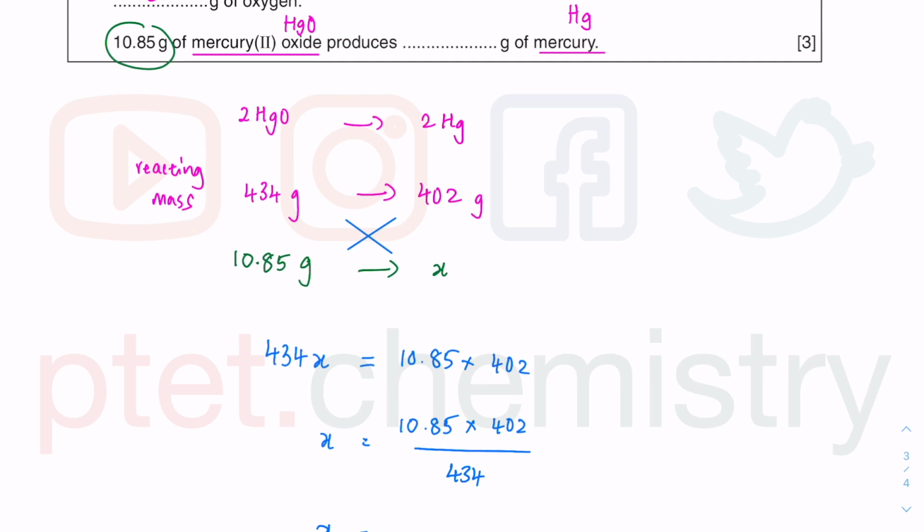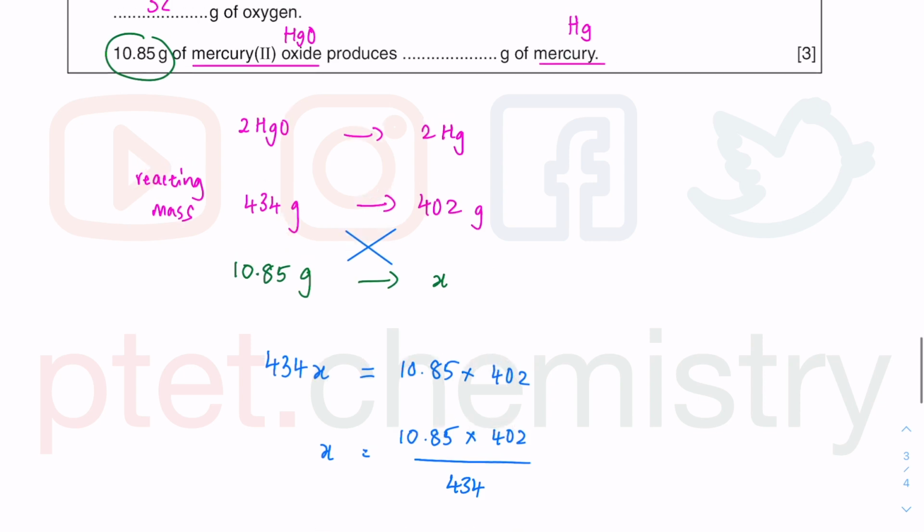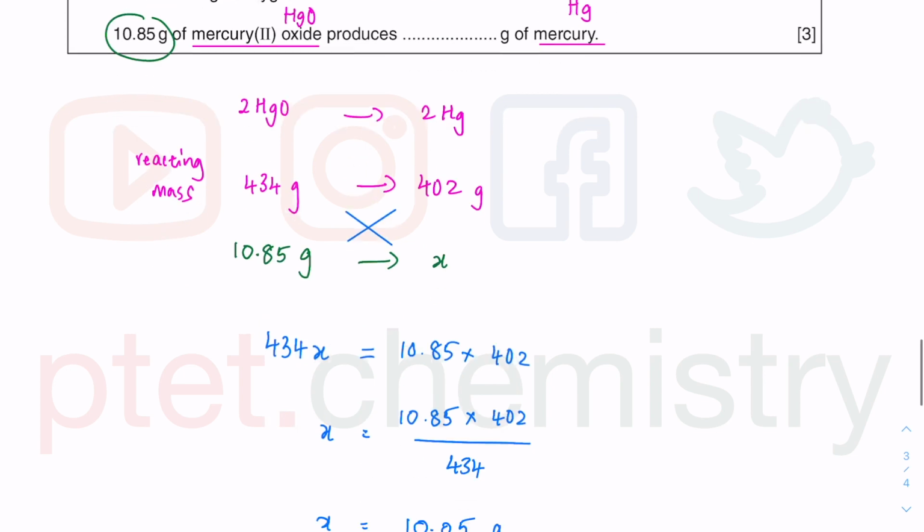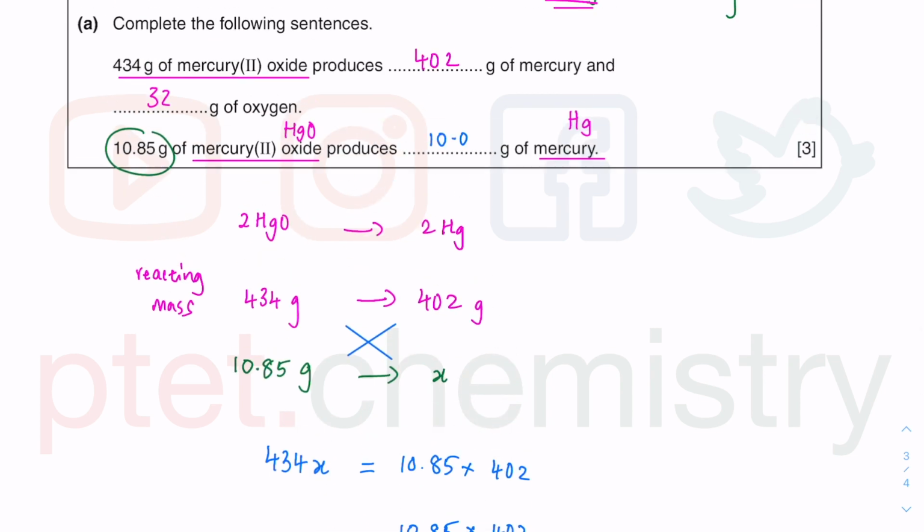What you do next is you just press this number into your calculator: 10.85 times 402 divided by 434. My calculator gives me 10.05 gram. Well, it doesn't tell me it's gram, but all of these are in gram, so my answer there is in gram after all. So that is 10.05 gram of mercury that comes from 10.85 gram. So it makes sense that the numbers are pretty close to each other as a result of the direct proportion ratio. So that's it for this lecture tutorial video.